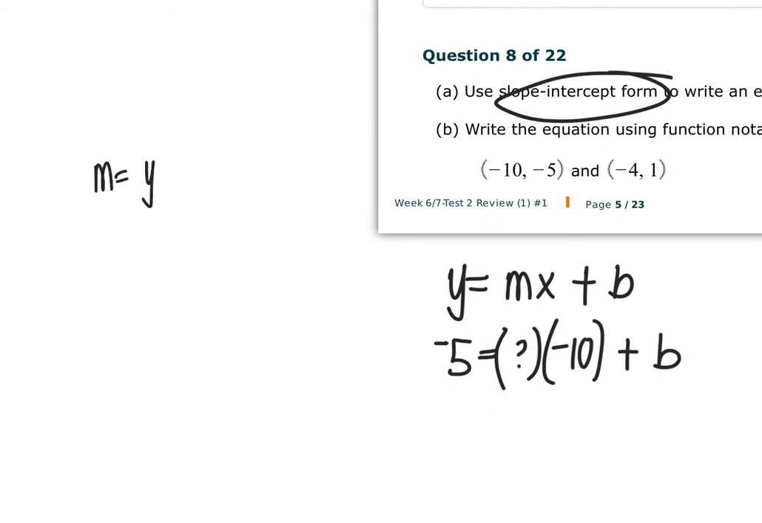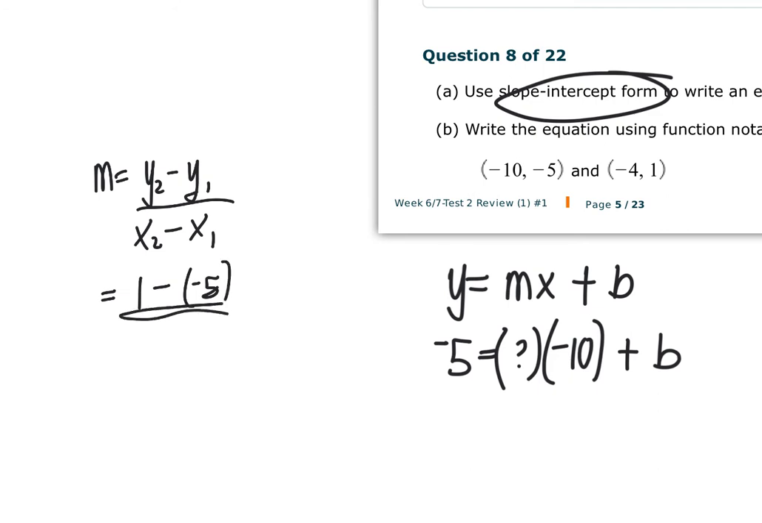Slope is y sub 2 minus y sub 1 over x sub 2 minus x sub 1. So I will just plug in that y sub 2 value of 1, subtract -5 from that, and divide that by -4, that's x sub 2, minus that x sub 1 value of -10. That comes out to 1 minus a -5 is a +6, and -4 minus a -10 is a +6 as well. So the slope is 1.